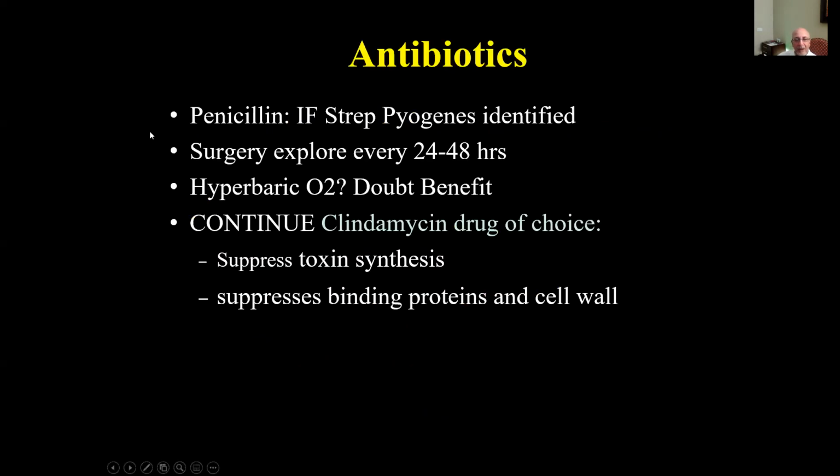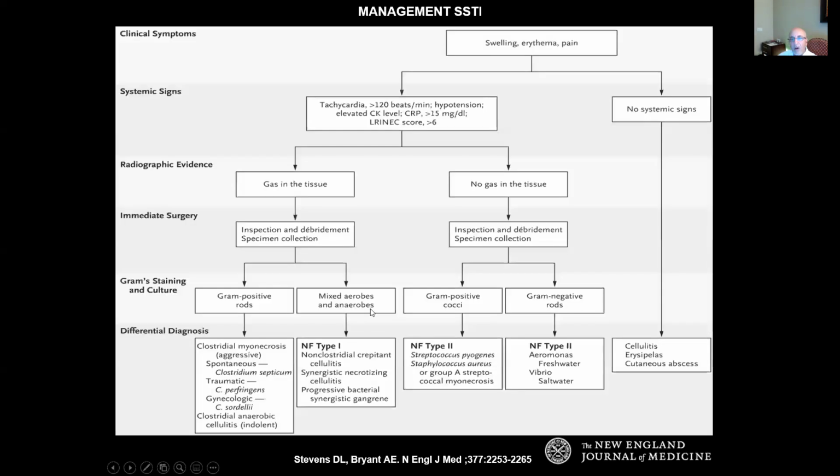Antibiotics generally, as recommended by the society, include penicillin if Streptococcus pyogenes is identified. Surgical exploration should be performed every 24 or 48 hours until all evidence of infection is cleared. Hyperbaric oxygen is often considered, however, this is of doubtful benefit. One should continue clindamycin to suppress toxin synthesis as well as suppress the binding proteins in the cell wall.